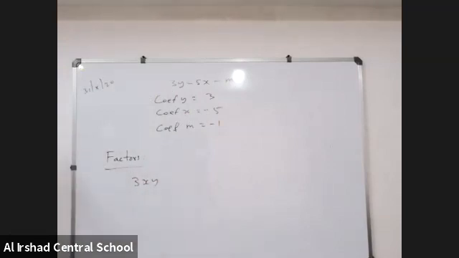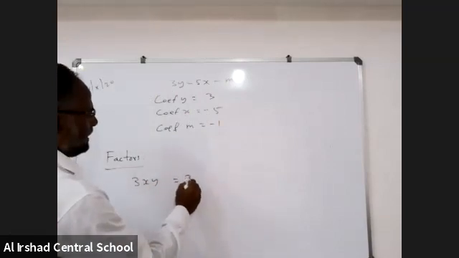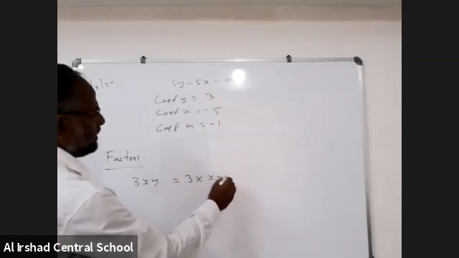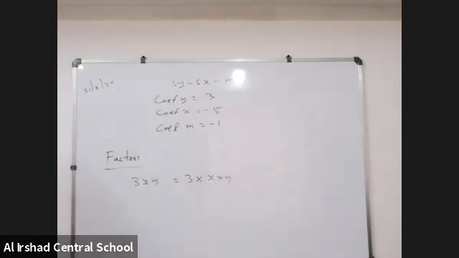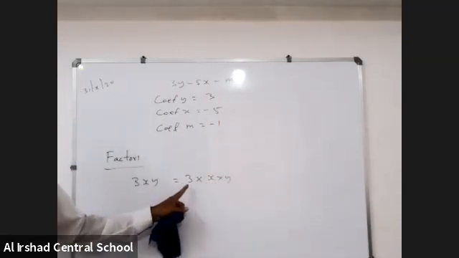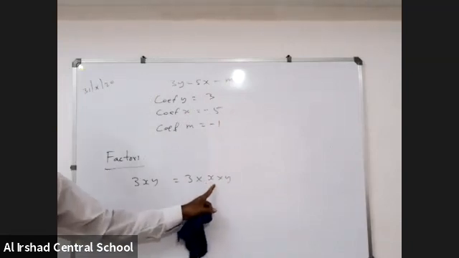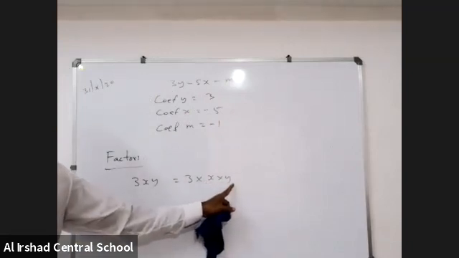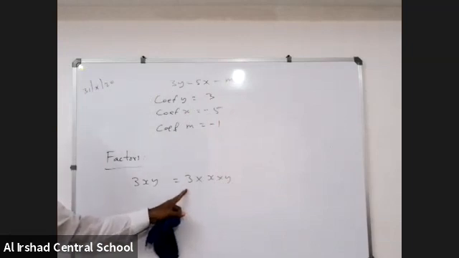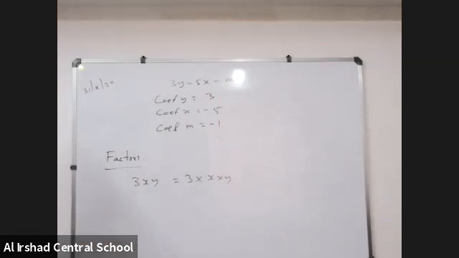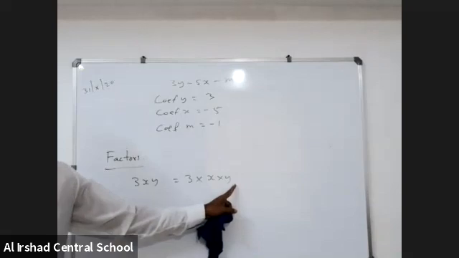3xy. We know that is 3 into x into y. Here 3 is a factor, x is another factor, y is another factor. These are called factors. We studied that terms are separated by addition. Now, terms are formed by factors.